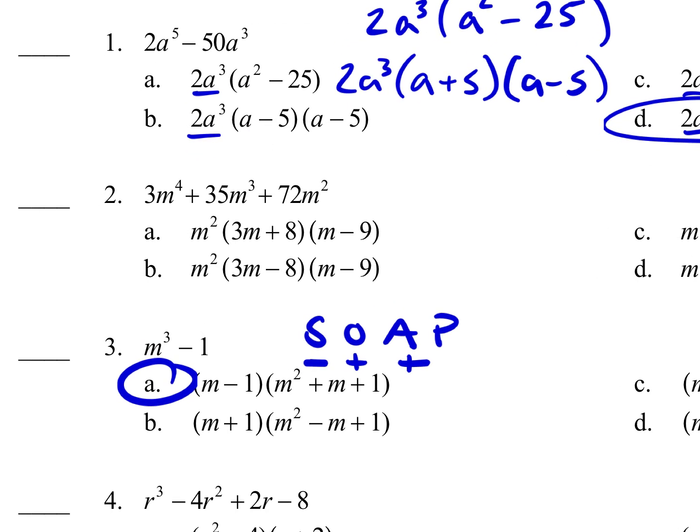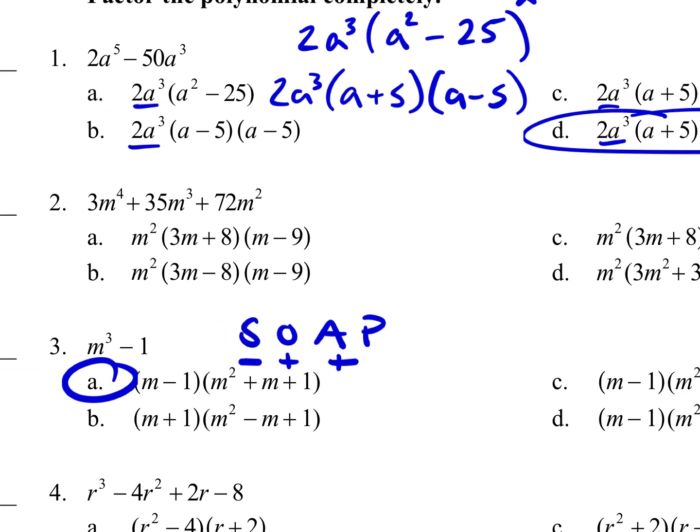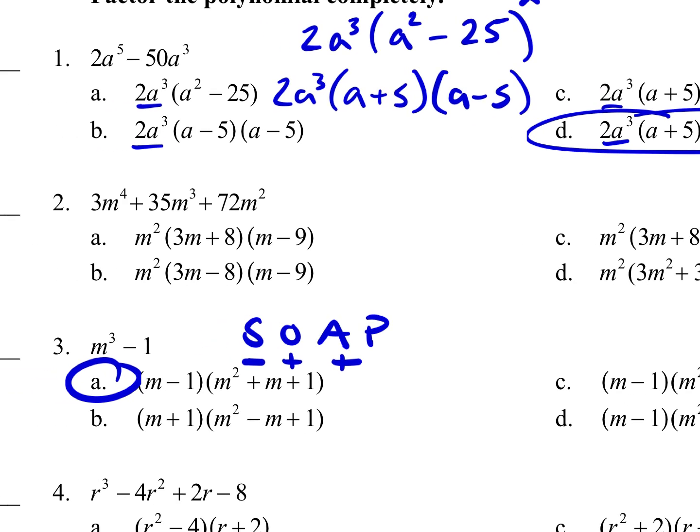So how would we factor number 2? Take out a GCF. Looking at our answer choices, all of them have a GCF of m squared. So we know that that's going to be our GCF that we take out. So we're going to take out an m squared. We're left with 3m squared plus 35m plus 72. Now what would we do? Can't divide by 3 because we can't divide 35 by 3. What do we do when our leading coefficient's not 1?